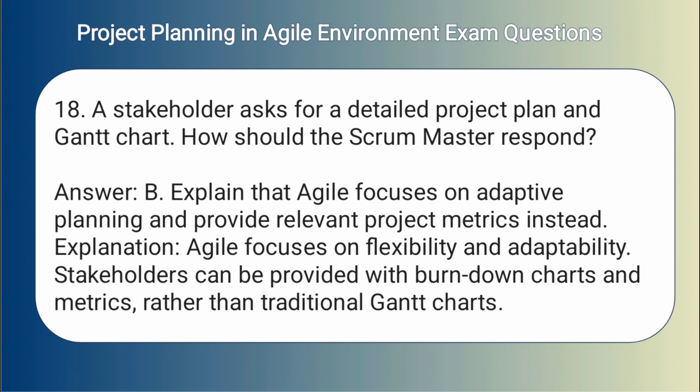Answer: B. Explain that Agile focuses on adaptive planning and provide relevant project metrics instead. Explanation: Agile focuses on flexibility and adaptability. Stakeholders can be provided with burn-down charts and metrics rather than traditional Gantt charts.